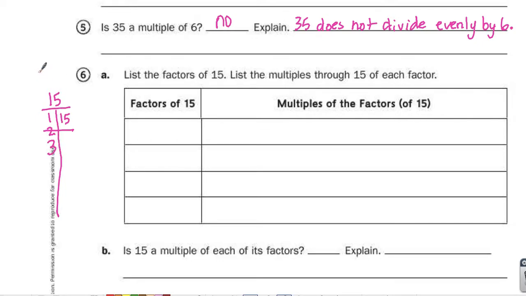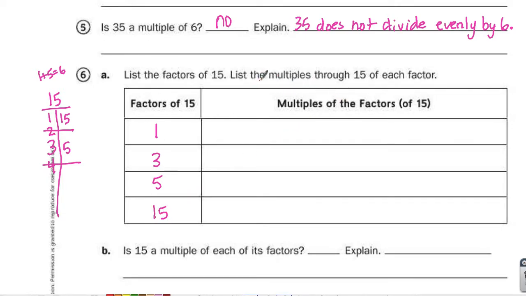3. If I add the digits 1 plus 5 equals 6, I know 3 can go into 6, so 3 can go into 15. 3 times 5 is 15. 4. 4 can only go into numbers that are even, so 4 is not a factor of 15, and 5 is already listed. So my factors of 15 are 1, 3, 5, and 15.